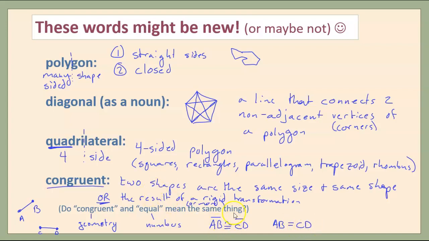Notice we use a different symbol. This is the congruent symbol. This is the equal symbol. The length of AB is some number. We could say this is length 2. This is also length 2. So this is essentially saying 2 equals 2. Those are numbers. But these are objects. These lines are congruent because their lengths are equal.